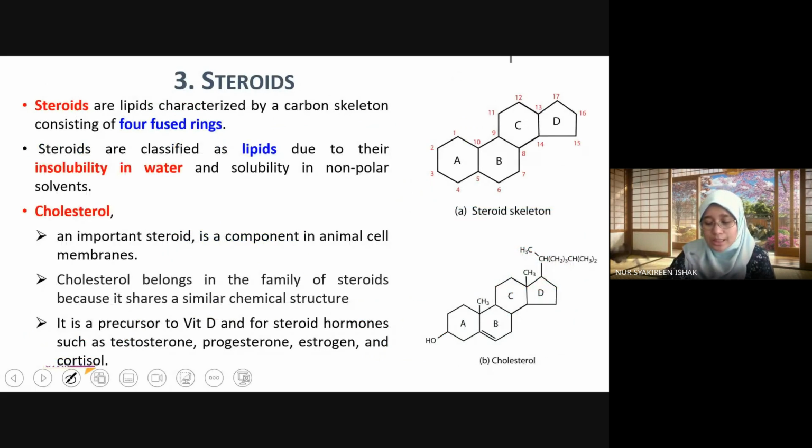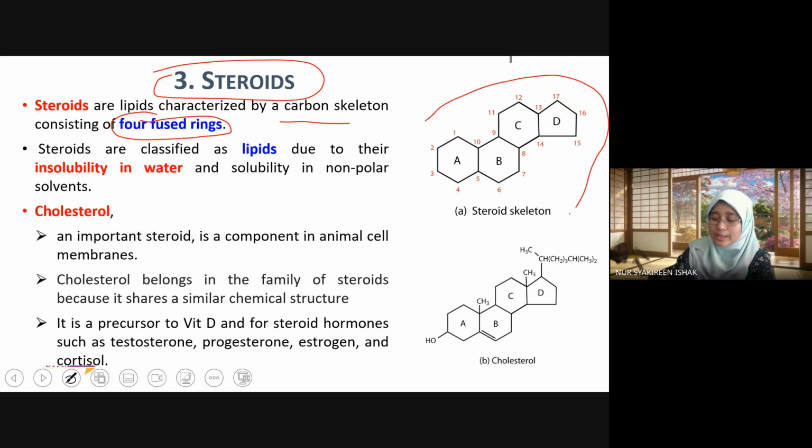The next group is steroids. Steroids are also grouped under lipids. Steroids are lipids characterized by a carbon skeleton with four fused rings. This is the main structure, or skeleton, of a steroid. It has four fused rings: 1, 2, 3, 4.